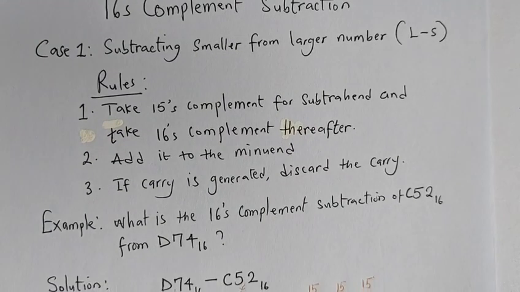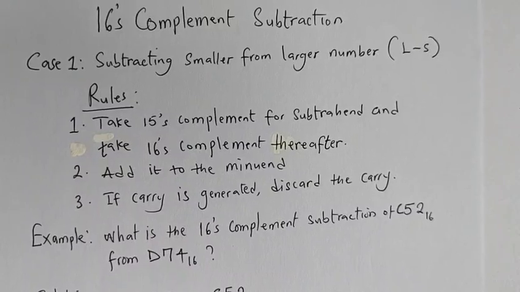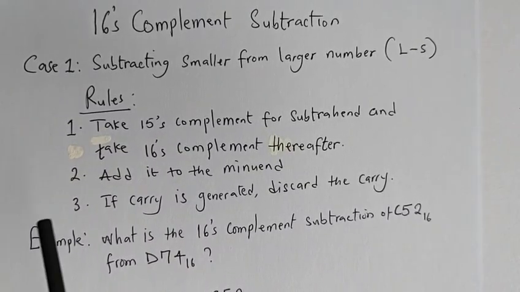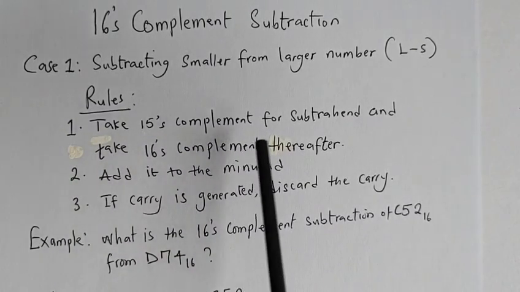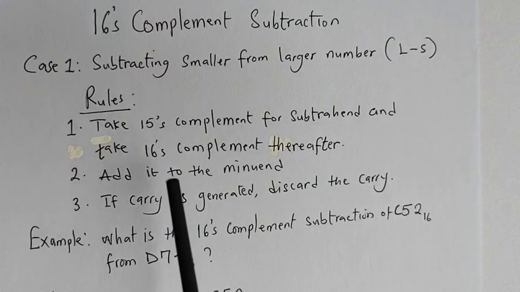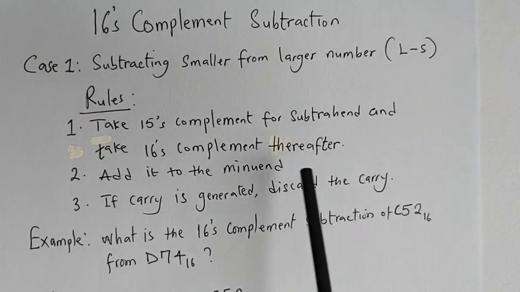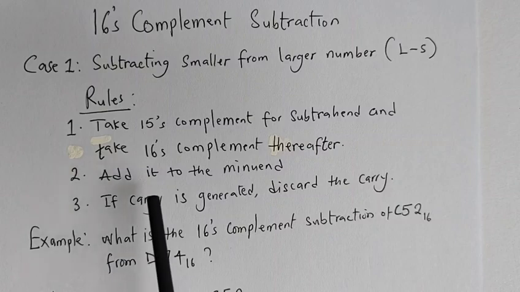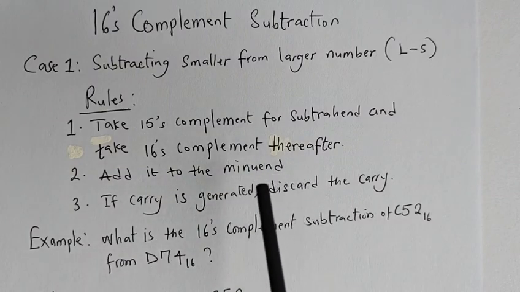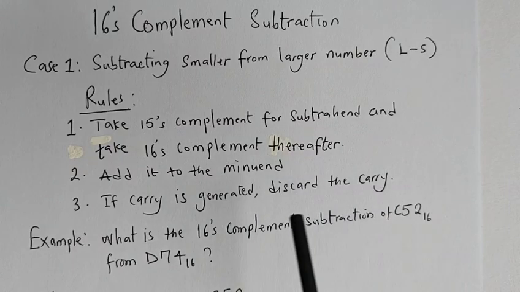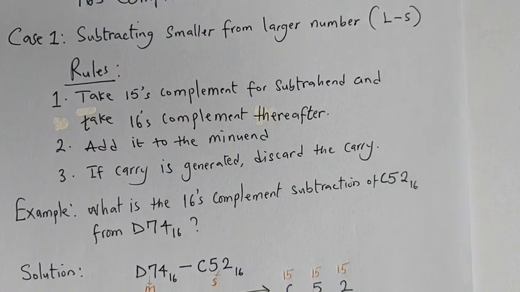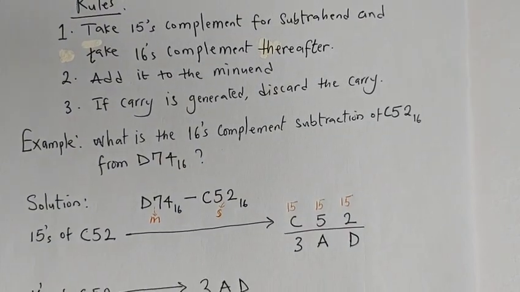Alright, so let's go through the rules. Rule number 1 says take the 15th complement of the subtrahend, and take the 16th complement thereafter. Rule 2 says once you get the result, add it to the minuend. Step 3 says if carry is generated, discard the carry, don't consider it, throw it away. So let's take an example so we can understand how to apply these rules.